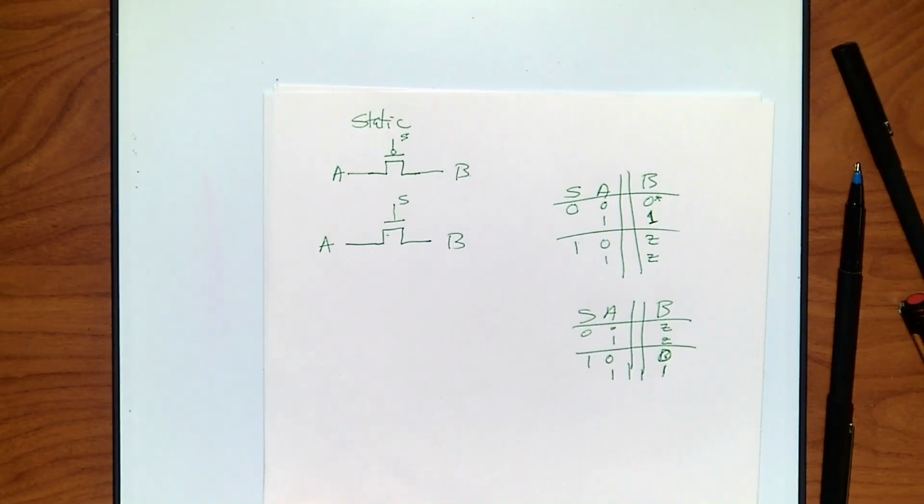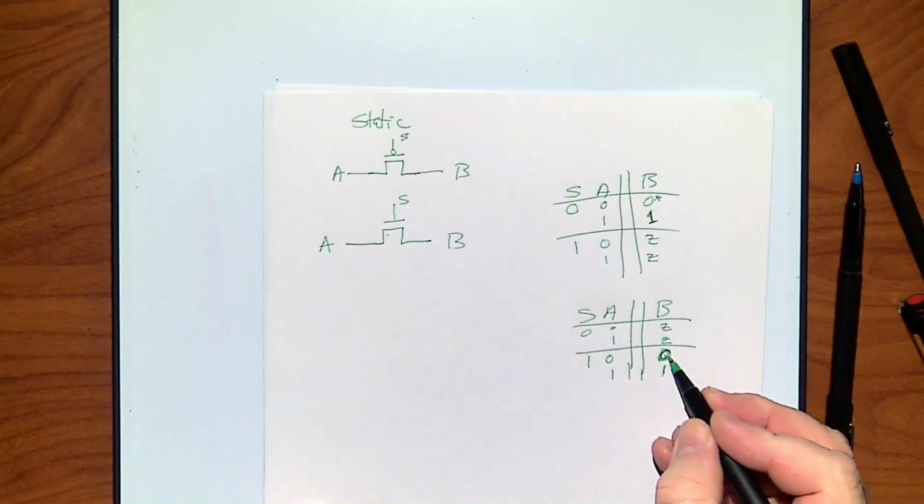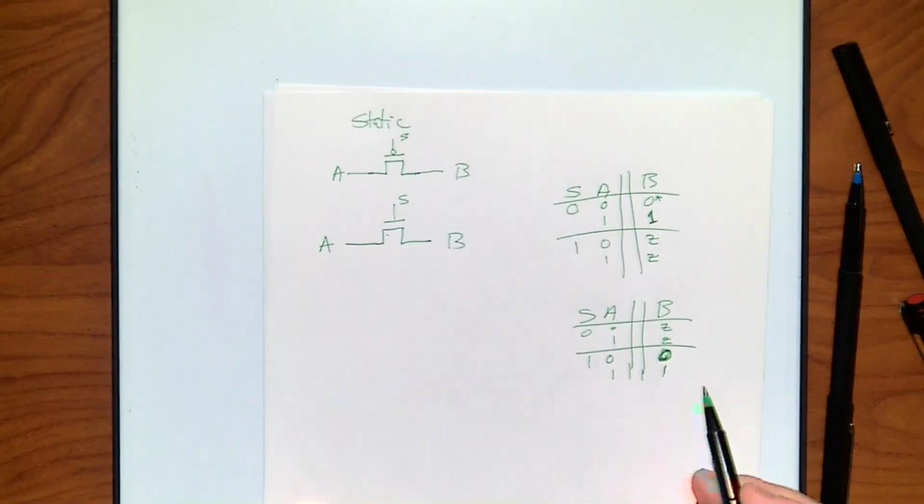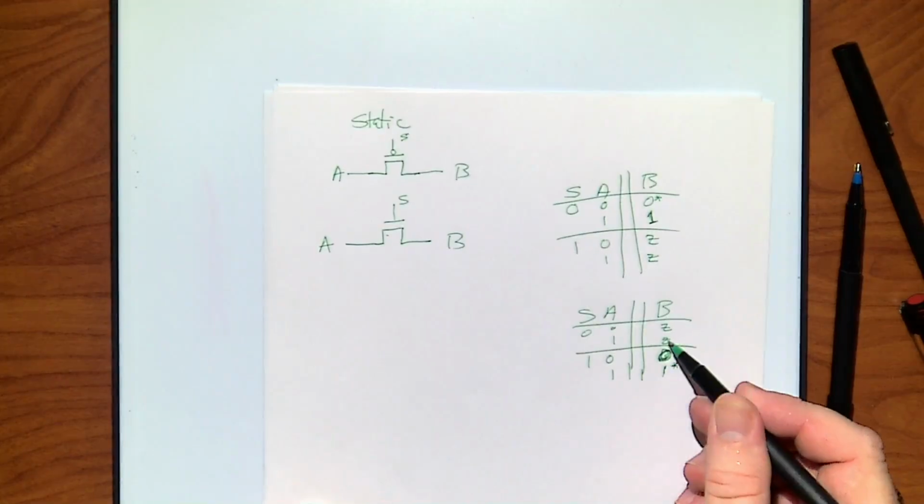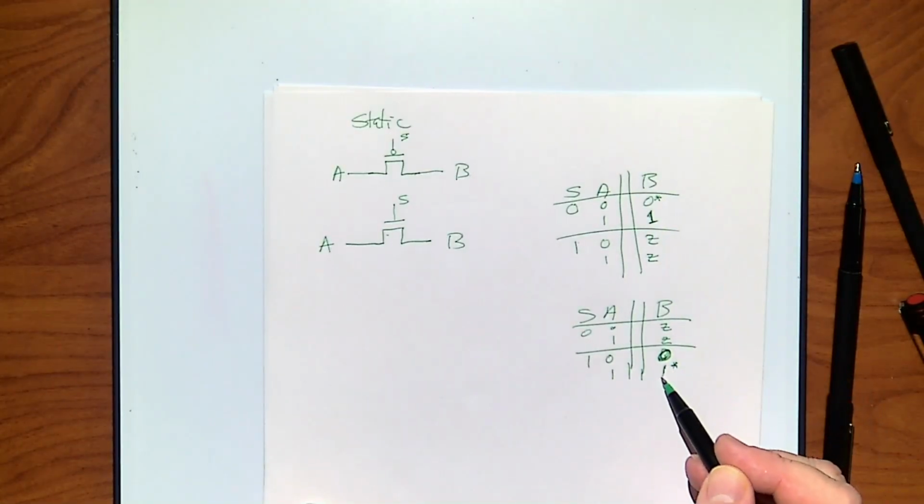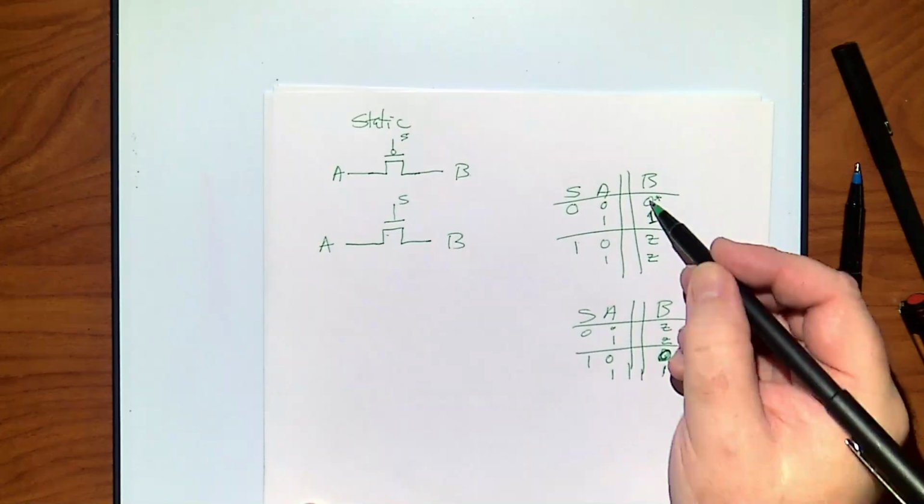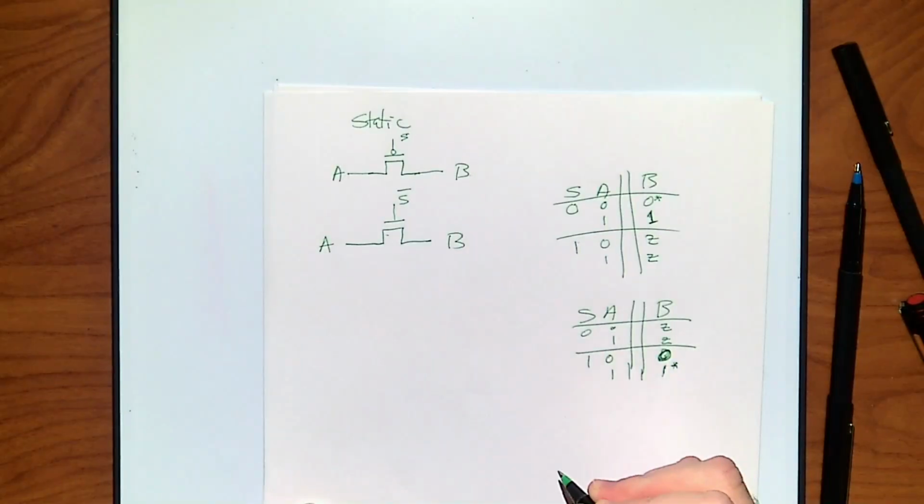Now, how about on this one? Does an N-type carry a good 0? Yeah, strong. How about its 1? Not so much. It's kind of weak. So this one does a good 0, and that one needs a good 0, and this one does a good 1, and this one needs a good 1. But they're kind of in the opposite stage. So what if I made this S bar?